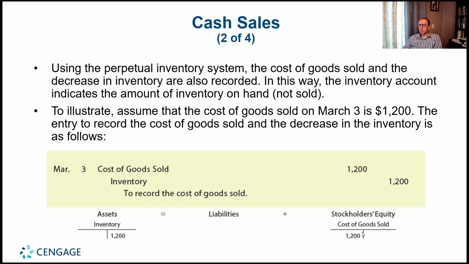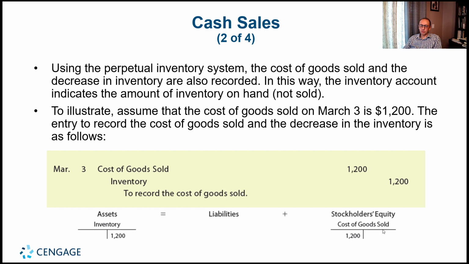So to illustrate, assume that the cost of goods sold on March 3rd is $1,200. The entry to record the cost of goods sold and the decrease in the inventory is as follows. So we're going to debit cost of goods sold and credit inventory for the $1,200. So as you can see here, under assets, inventory is going down, so it's credited for $1,200, and then the cost of goods sold is debited for $1,200.